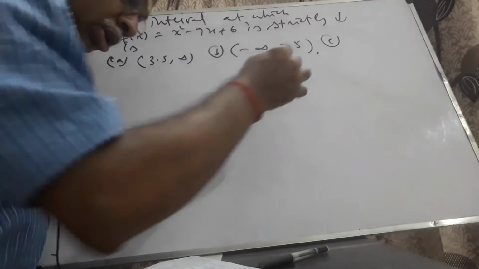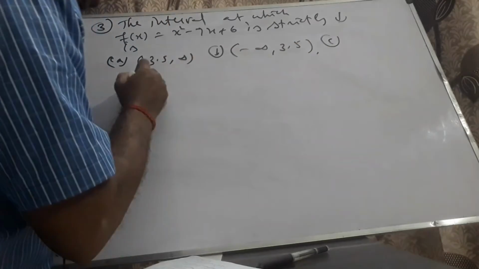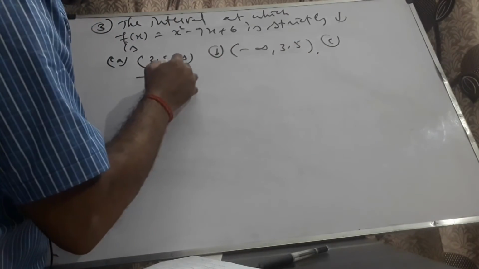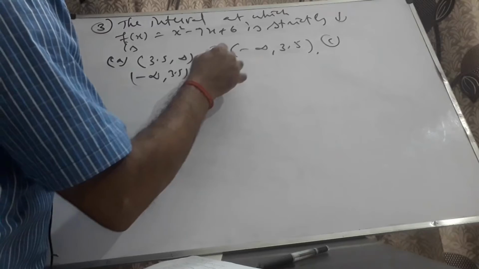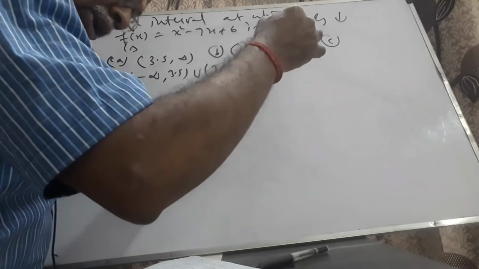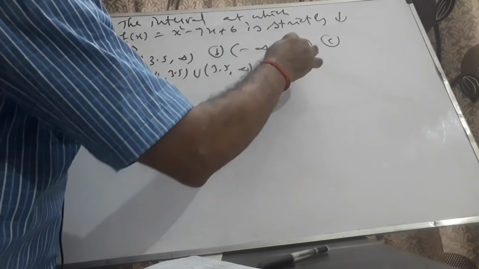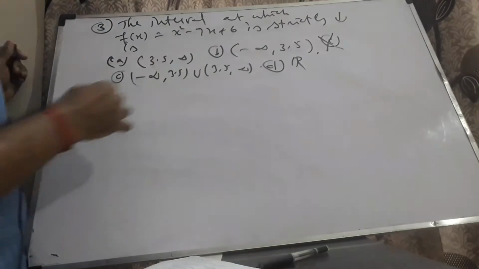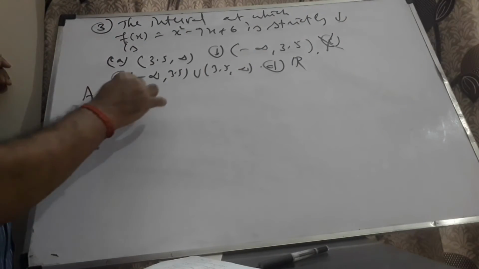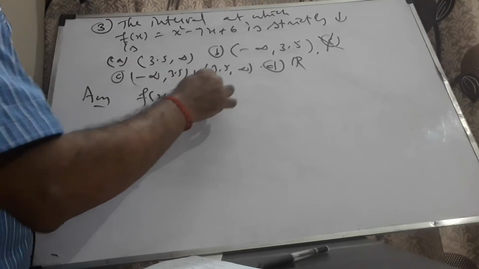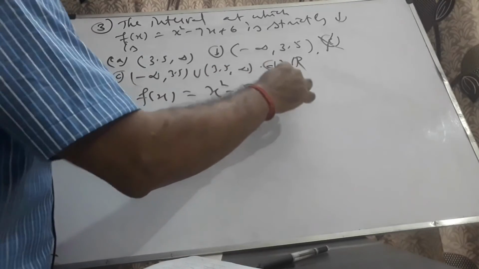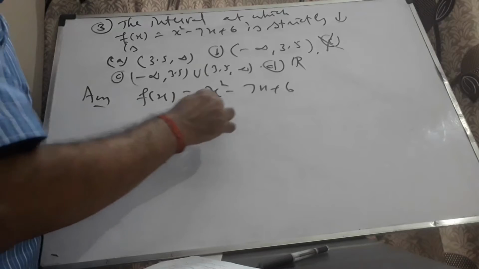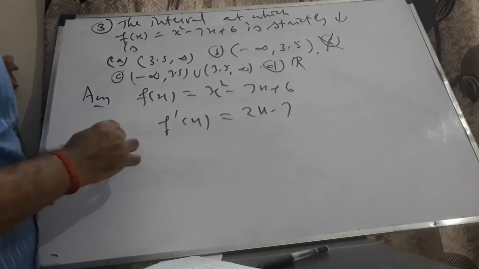Solution C, minus infinity comma 3.5 union 3.5 comma infinity. Then of course D, the whole set of real numbers. Okay, let me strike this off. Now see here, f of x is equal to x square minus 7x plus 6. Now f dash of x is 2x minus 7.